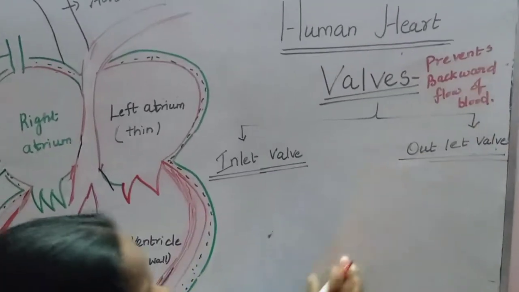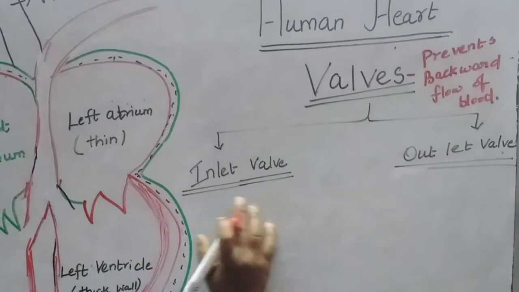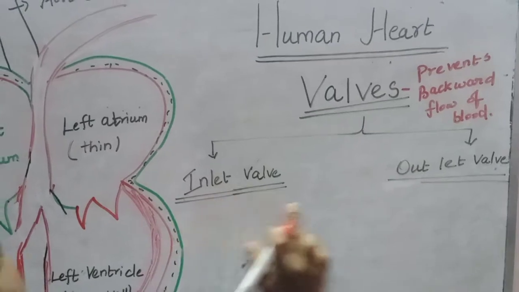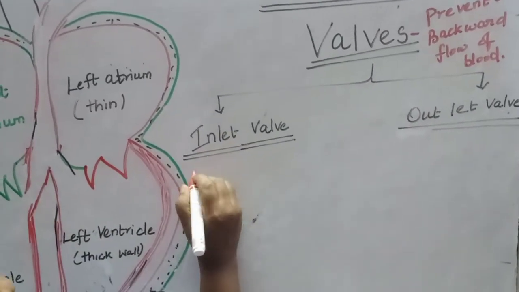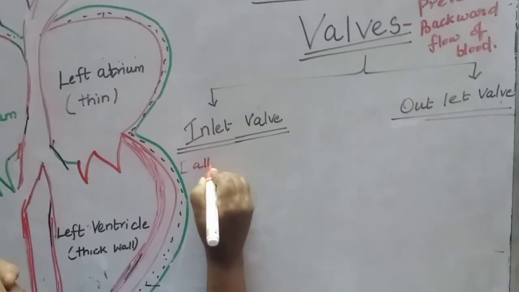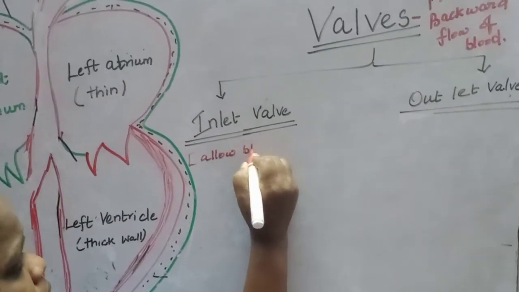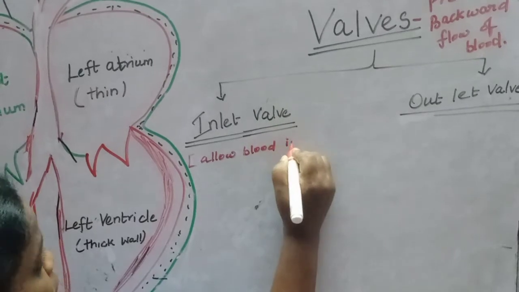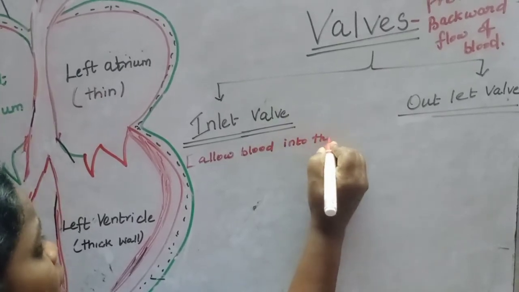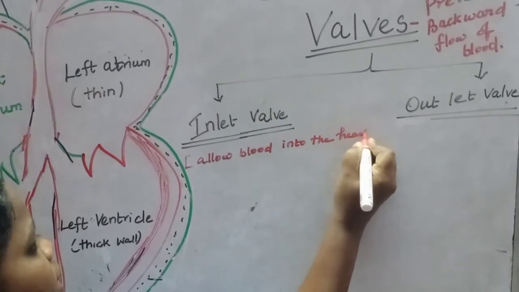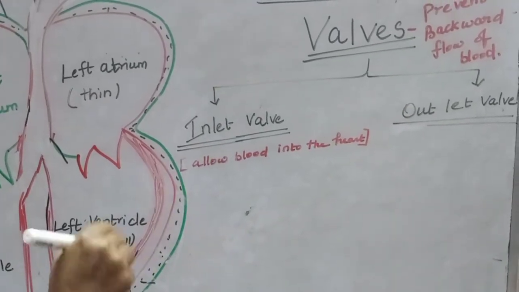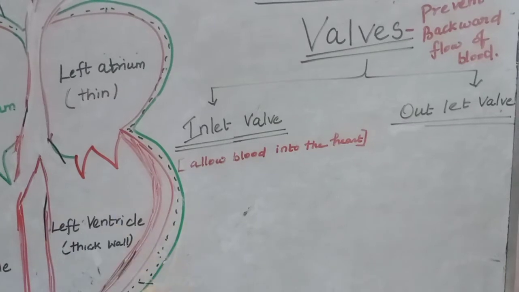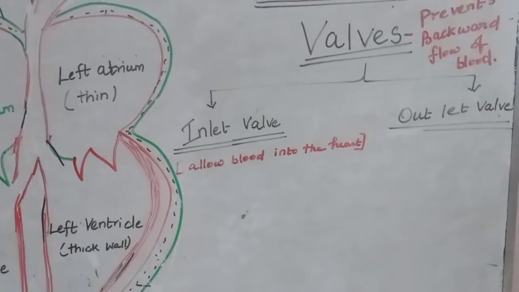Okay, then there are two types of valves. One is called inlet valves and the other outlet valves. See, inlet valve means it allows blood into the heart. Okay, into the heart. That is called an inlet valve. Inlet, inside. This valve allows the blood inside the heart. That is called an inlet valve.